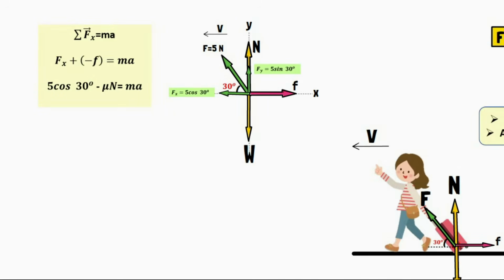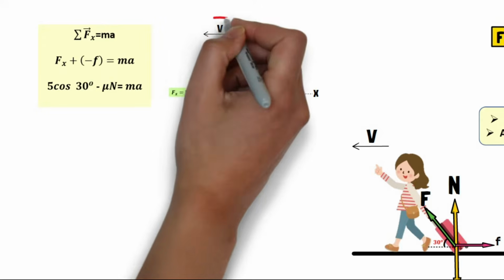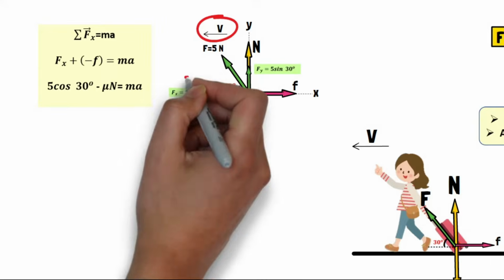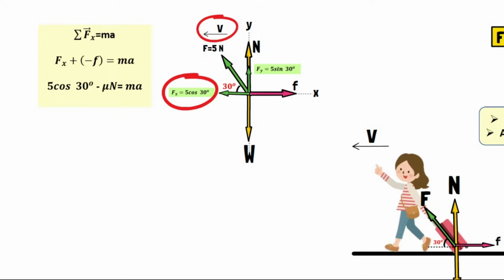So total Fx equal to MA. Jadi bila kita refer kepada free body diagram kita, the direction of Fx is same direction dengan V tadi. So that saya akan ambil Fx sebagai positive value dan friction sebagai negative value. So kita akan dapat Fx plus negative F equal to MA. So Fx equal to 5 cos 30 degree minus mu n. Equation for friction is mu n equal to MA.